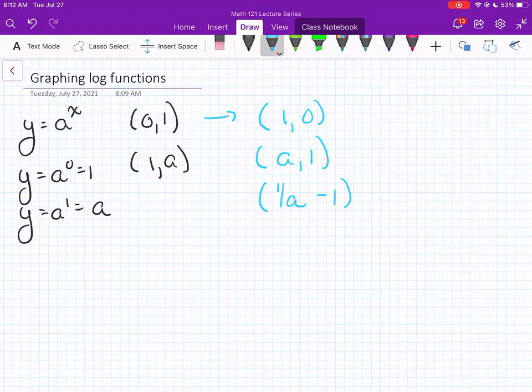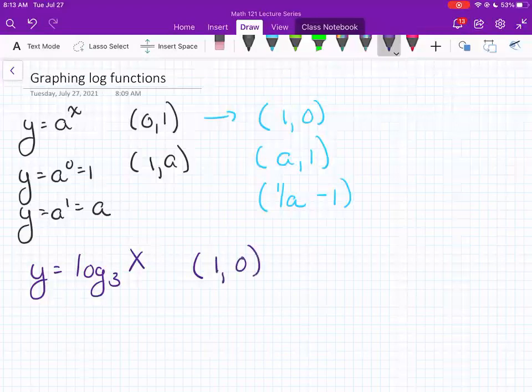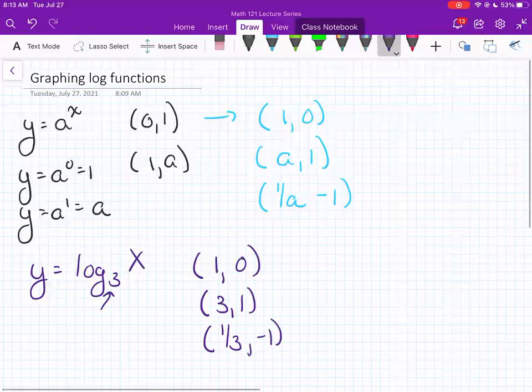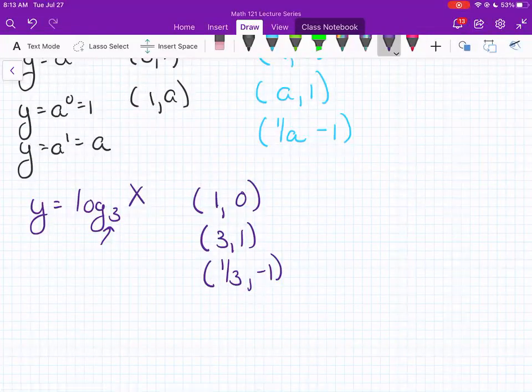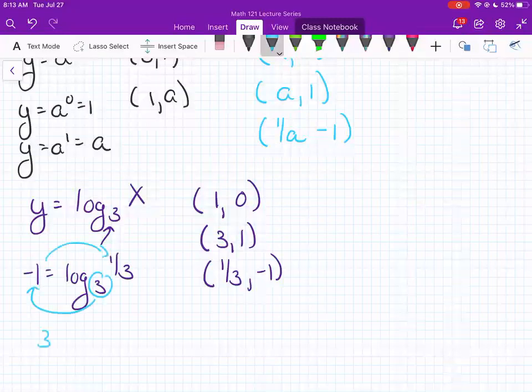So let's take an example such as y equals log base 3 of x. The points we're going to have are (1, 0), (3, 1), where 3 is your a value here, and then the point (1/3, negative 1). The reason that's true is if I plug in negative 1 for y, log base 3 of 1/3, we can see that 3 to the negative 1 power equals 1/3. And based on our laws of exponents, we know that's true.